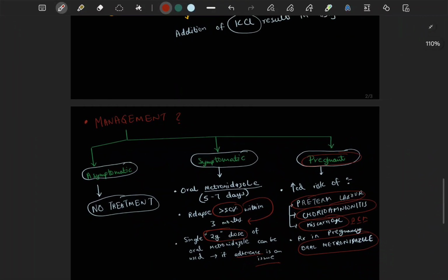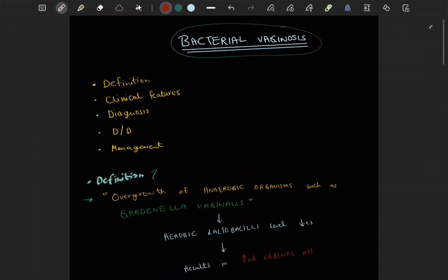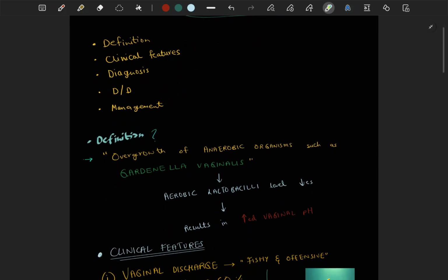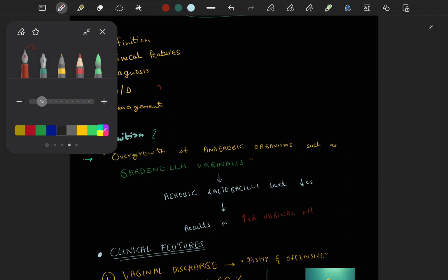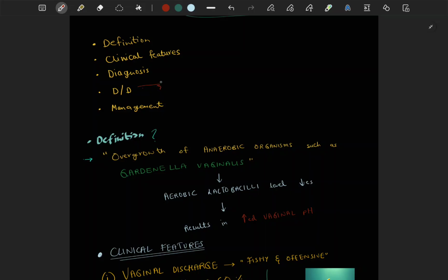That's pretty much it. There's no rocket science involved. So we discussed bacterial vaginosis: the definition, clinical features, diagnosis, management. Differential diagnosis, just remember there is only one, as far as I know. I just forgot to write it. Let me write it down here. Trichomonas vaginalis. This is on differential diagnosis, and we discussed the management.